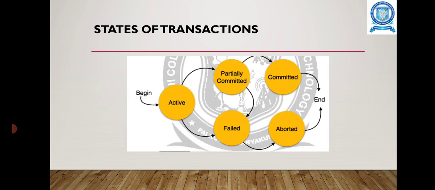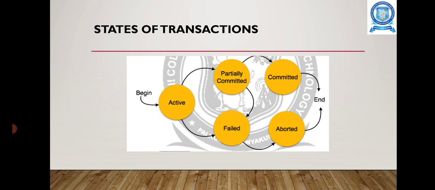States of a transaction. If you are doing any transaction, it contains the following states. First is the begin state: the transaction begins, then it goes to the active state. In the active state, the transaction is being executed. This is the initial state of every transaction. Then the second one is the partially committed state. Partially committed means when a transaction executes its final operation, it is said to be in the partially committed state.